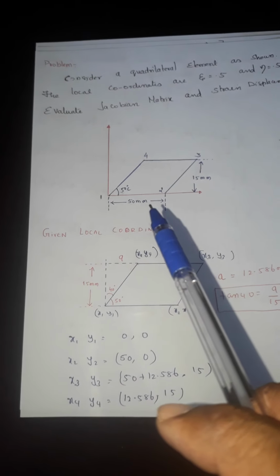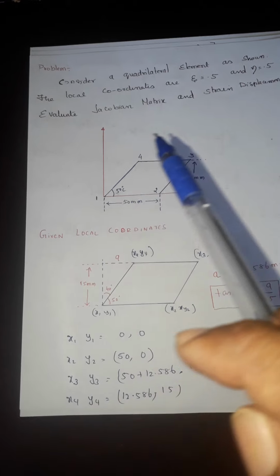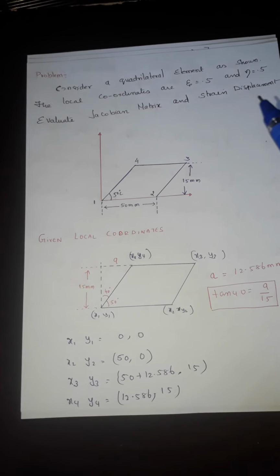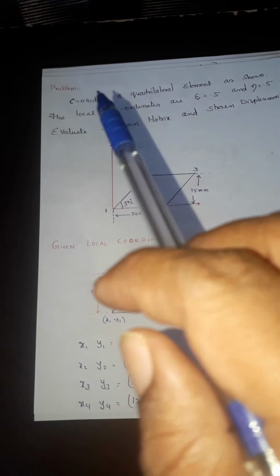We are going to see one more problem in unit 5: when the quadrilateral element is inclined, how to find out the Jacobian matrix and strain displacement matrix. Consider a quadrilateral element as shown in the figure.